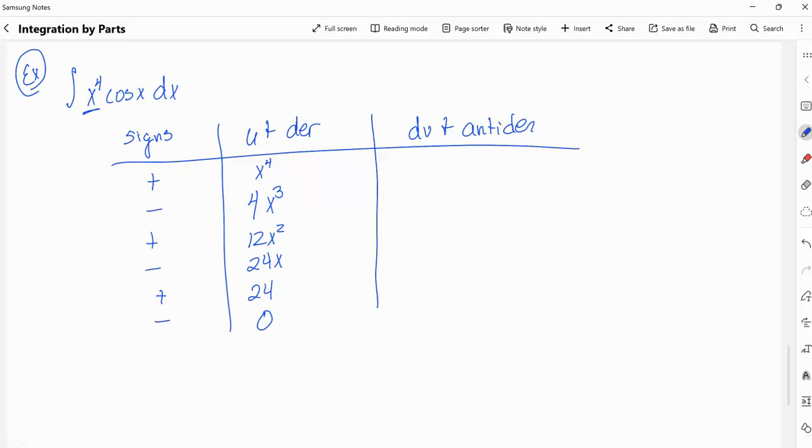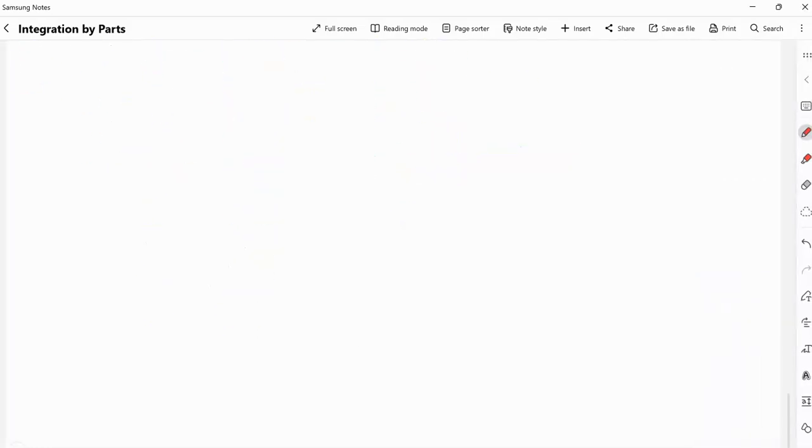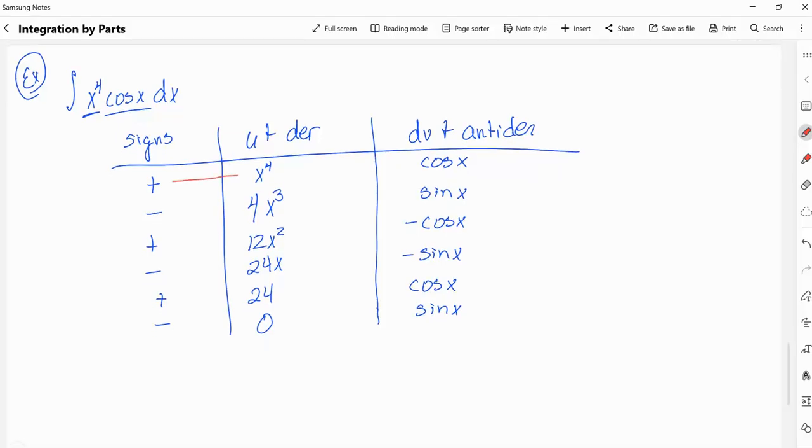And then dv would be leftovers. If u is x to the fourth, dv is going to be that cosine of x dx. If I integrate cosine, I get sine. If I integrate sine, I get negative cosine. If I integrate negative cosine, I get negative sine. If I integrate negative sine, I get cosine. And if I integrate cosine, I get sine. So we're reading this again. Oops, it keeps moving on me. Across and down, across and down, across and down.